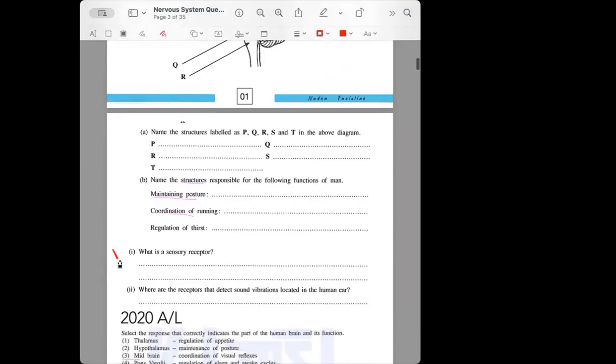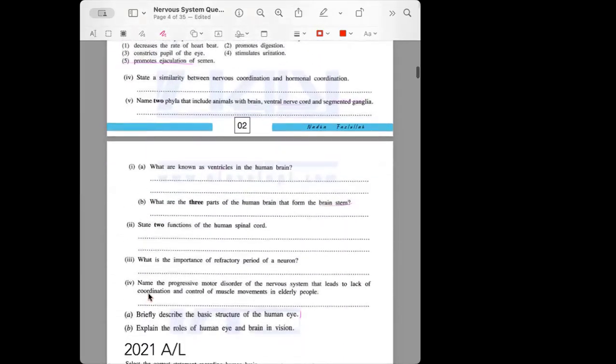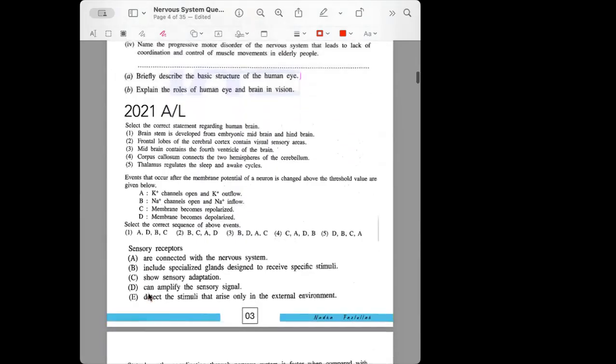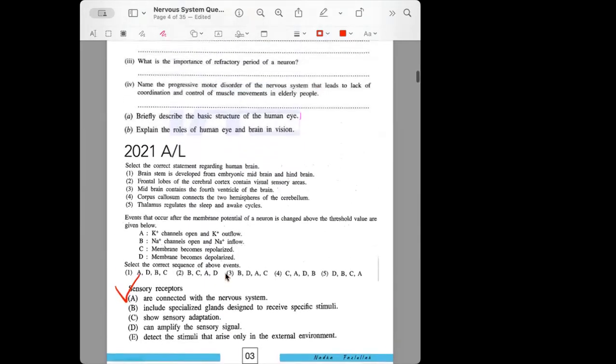What is a sensory receptor? So I told you this can be asked as a definition. So they have asked that in the 2019 A level paper. Then what are the receptors that detect sound vibrations in the human ear? You can do this as well, okay? Then in 2020, you don't have a question. Then moving on to 2021, you have an MCQ. Sensory receptors are connected with the nervous system, and the others you can read and answer. This is in page number 3.